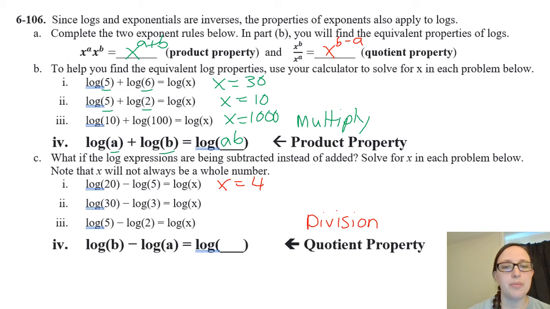Log of 30 minus log of 3 would be log of 10, because 30 divided by 3 is 10. Log of 5 minus log of 2 would be log of 5 divided by 2, same as 2.5. If we have log of b minus log of a, then we would combine it to be log of b over a. It's always the first number in the first log over the number in the second log.